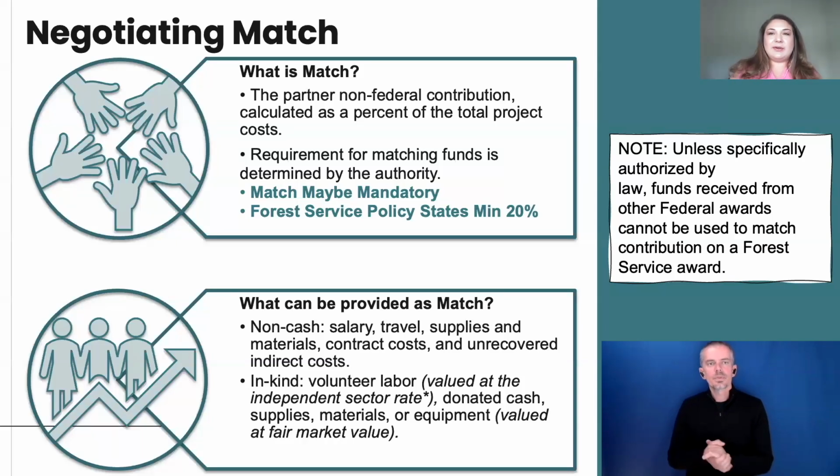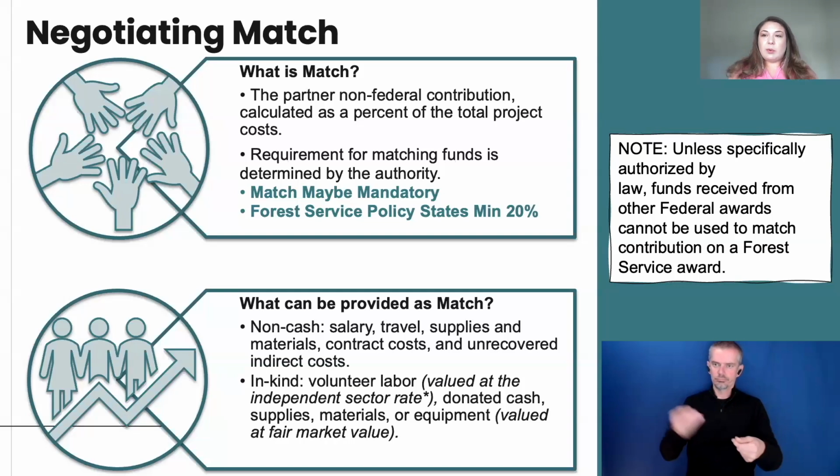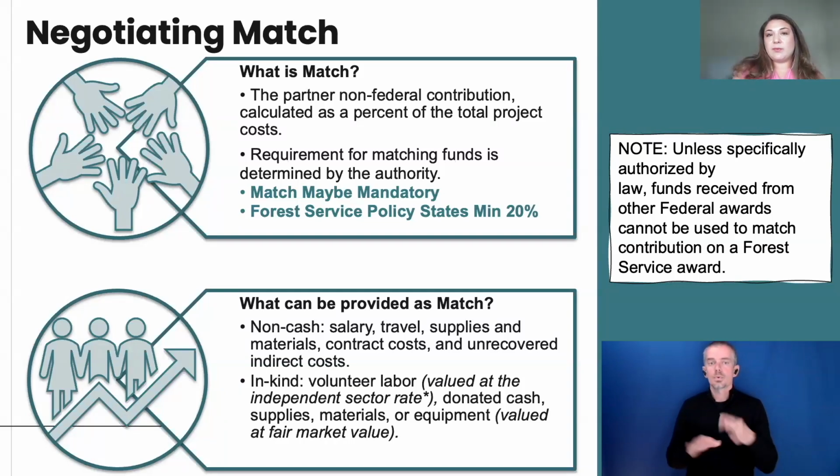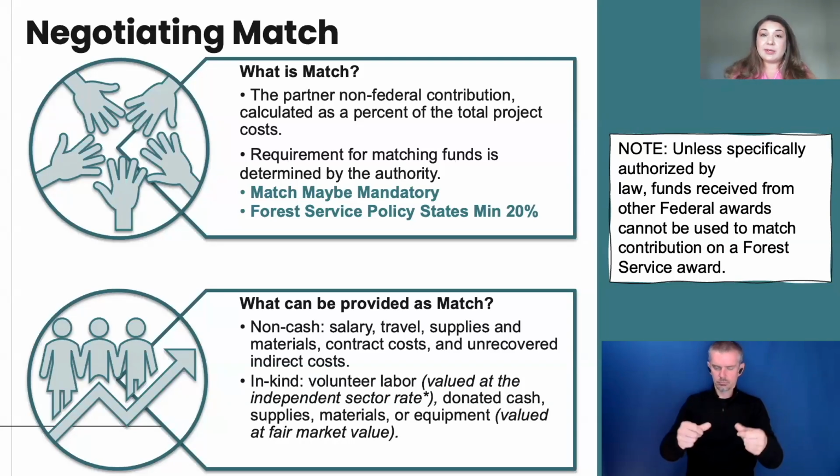Just a quick overview. We'll get down to the basics. So what is negotiating match, also known as cost share? The most important piece to understand is that from a Forest Service perspective, match is calculated as a percentage of the total project cost. Historically, match was a blanket policy of a minimum of 20%, and assessing anything less required an extensive deviation process.